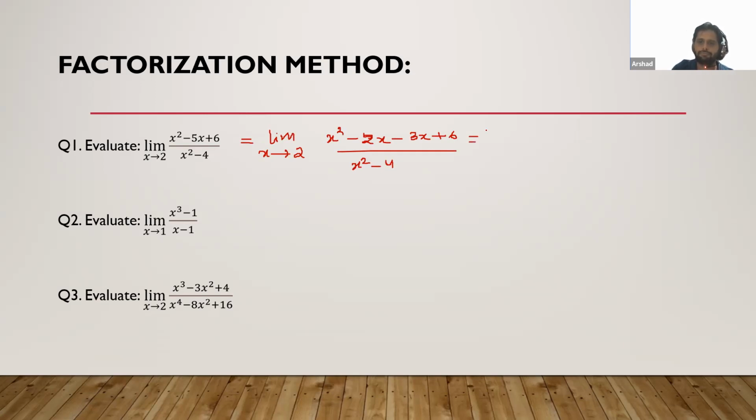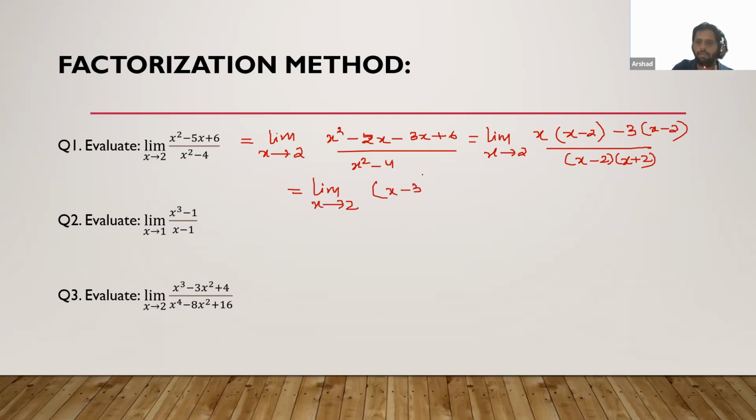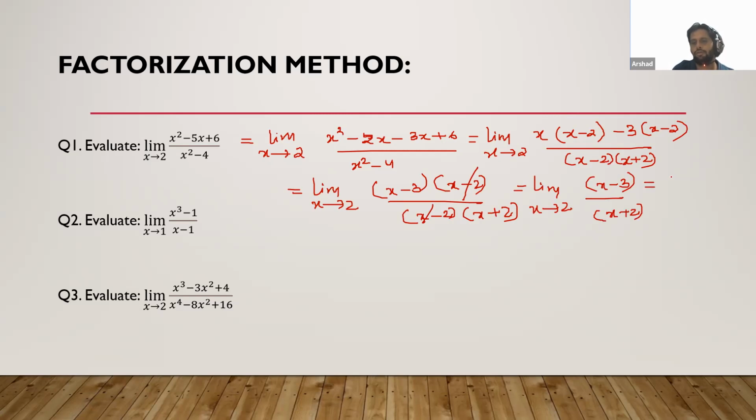This is equal to the limit x tends to 2. Take common x minus 2 and minus 3, x minus 2, by x minus 2 into x plus 2. This is equal to the limit x tends to 2 of x minus 3 times x minus 2, over x minus 2 and x plus 2. Cancel out x minus 2, so you will get the limit x tends to 2 of x minus 3 by x plus 2. Now put the limit: 2 minus 3 by 2 plus 2, which is equal to minus 1 by 4. So this is your final answer, minus 1 by 4. I hope this is clear to everyone.